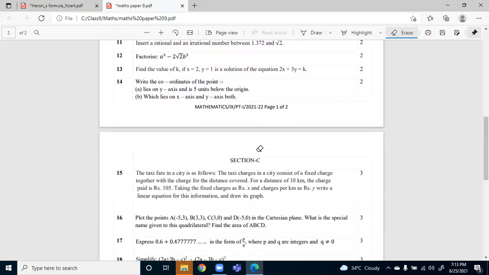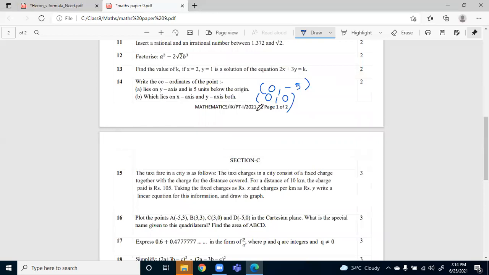Find the coordinates of the point which lies on the y-axis and is 5 units below the origin. Ma'am, is it 0, minus 5? Correct. 0, minus 5. Which lies on the x-axis and y-axis both? Ma'am, is it 0, 0? Correct. 0, 0.